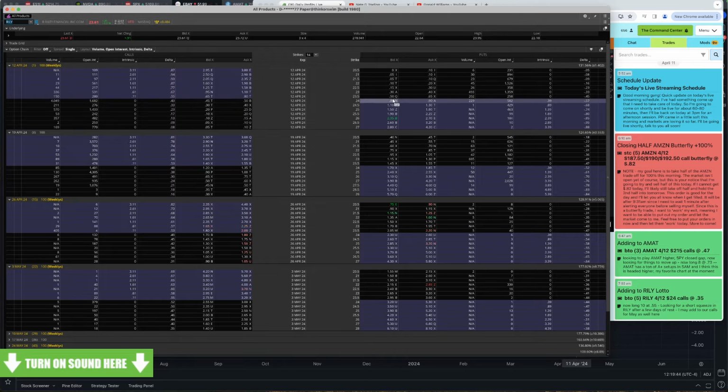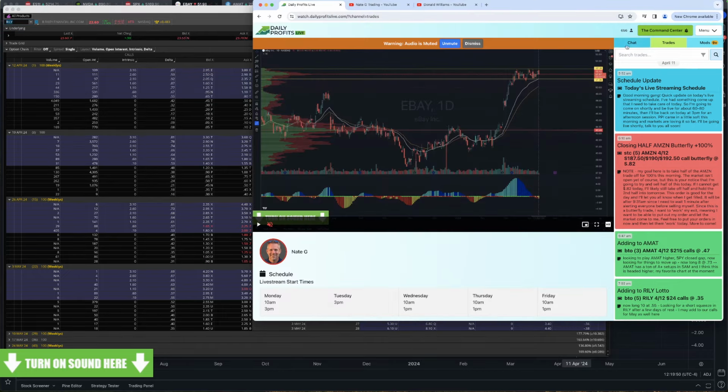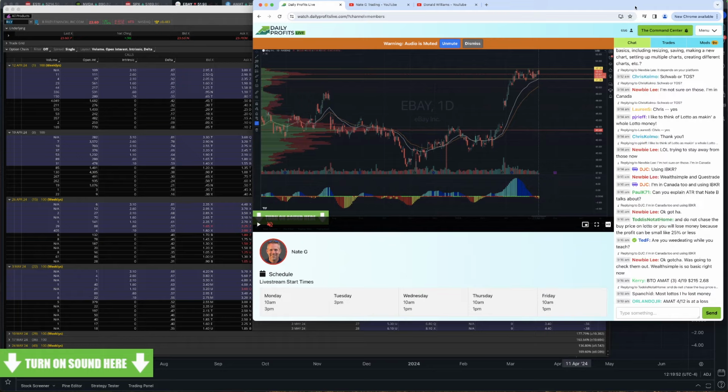Okay, and the same conversely happens with puts if we want something to go down, but we are primarily a long biased room in the trades that we take.